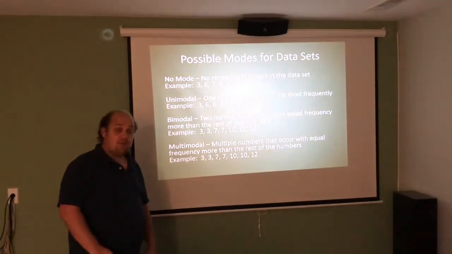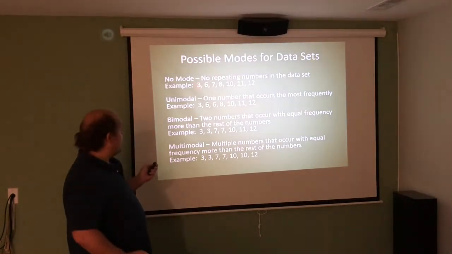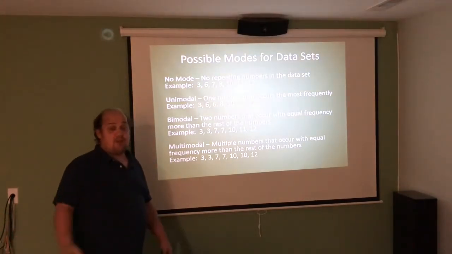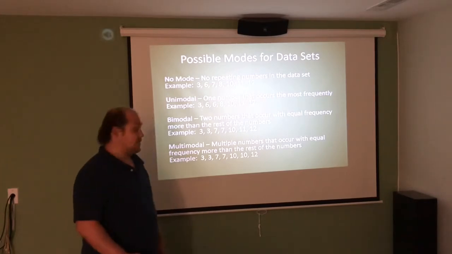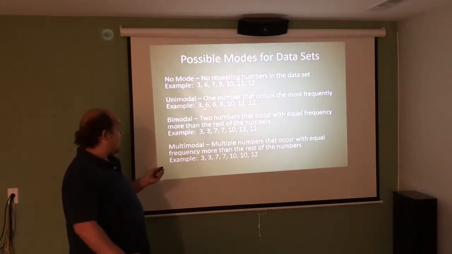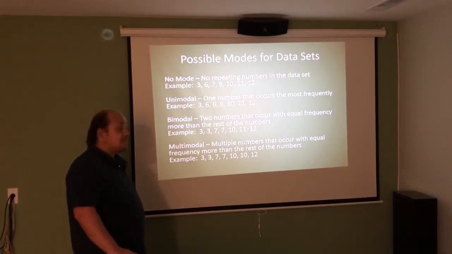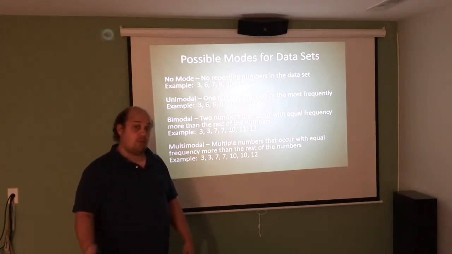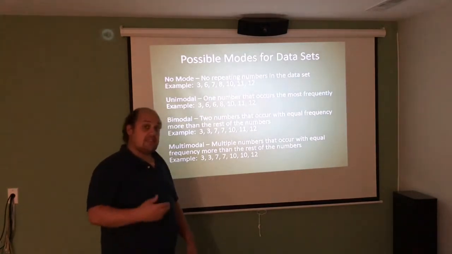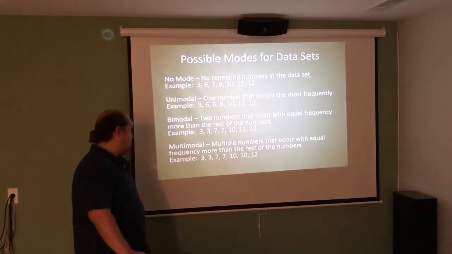Here's the way that the mode could be expressed. If I have no repeating numbers, so if this was my data set where every number is distinct from every other number, in that case I would report no mode. There is no most frequently occurring number because everything only occurs once. As opposed to, if I had this data set where I have 6 occurring twice and nothing else occurring twice, that would be something that's unimodal. Uni meaning one, modal meaning mode. So since there's only one number that repeats the most frequently, it's a unimodal distribution with one singular mode.